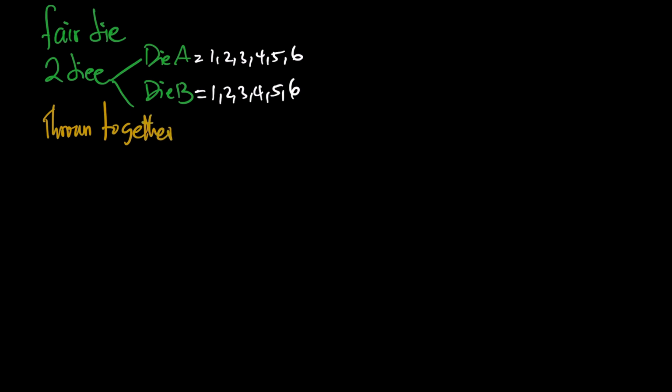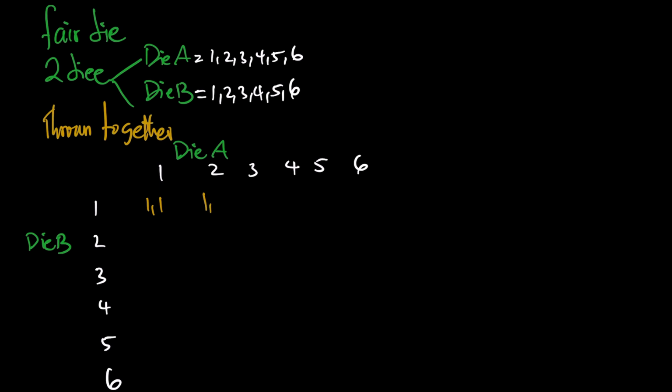So what we do is construct a table. This column here can be die A, and this could be die B. We have 1, 2, 3, 4, 5, and 6, and also 1, 2, 3, 4, 5, and 6. If we take these pairs, it's going to be 1 and 1. Here it's 1 and 2. This and this is 1 and 3, 1 and 4, 1 and 5, in that order, 1 and 6.